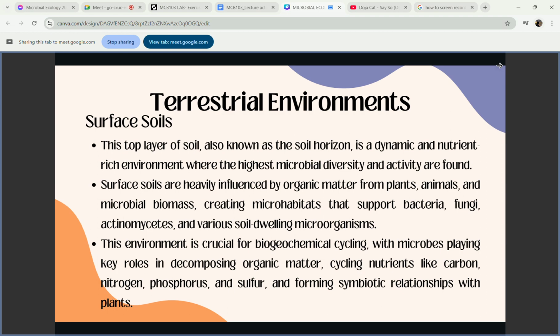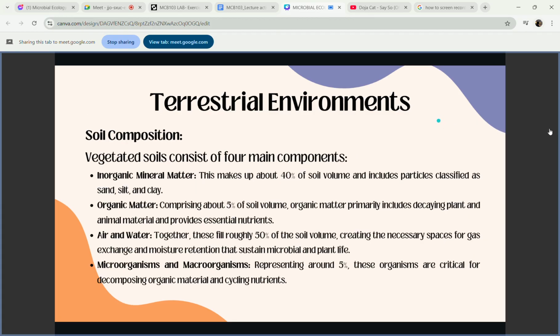Roles in decomposing organic matter, cycling nutrients like carbon, nitrogen, phosphorus, sulfur, and some symbiotic relationships with plants. So, next slide, please. The vegetated soil consists of four main components: the inorganic mineral matter, organic matter, air and water, microorganisms, and macroorganisms.